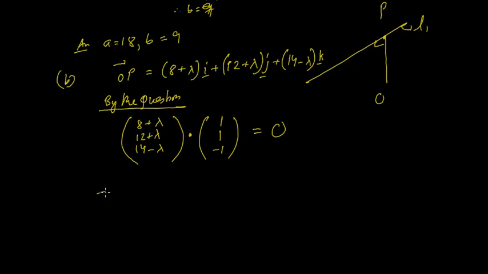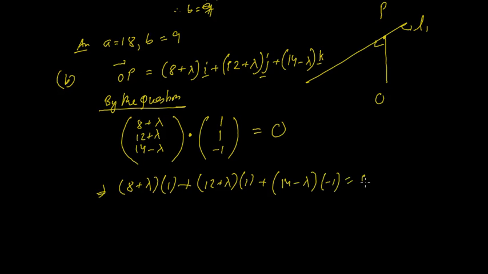Dot product means you take the dot product of i, the dot product of j, and the dot product of k, meaning multiply the coefficients of i, plus multiply the coefficients of j, plus multiply the coefficients of k. So the dot product of 8 plus lambda with 1 is 8 plus lambda multiplied by 1, plus the dot product of j with j is 12 plus lambda multiplied by 1, plus the dot product of this and this is 14 minus lambda multiplied by minus 1, equals 0.